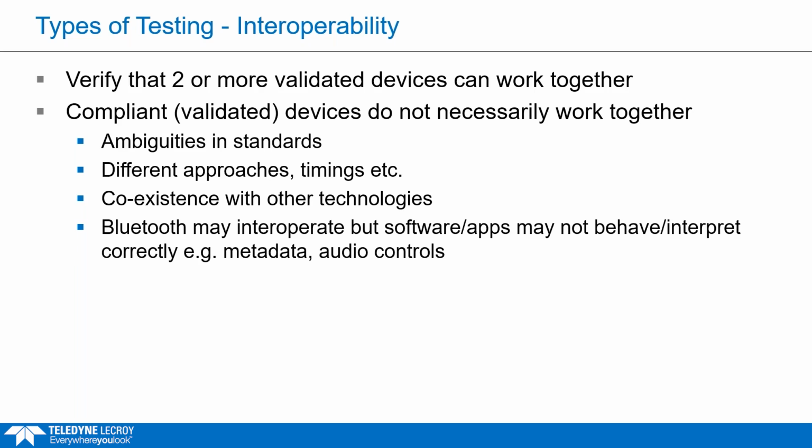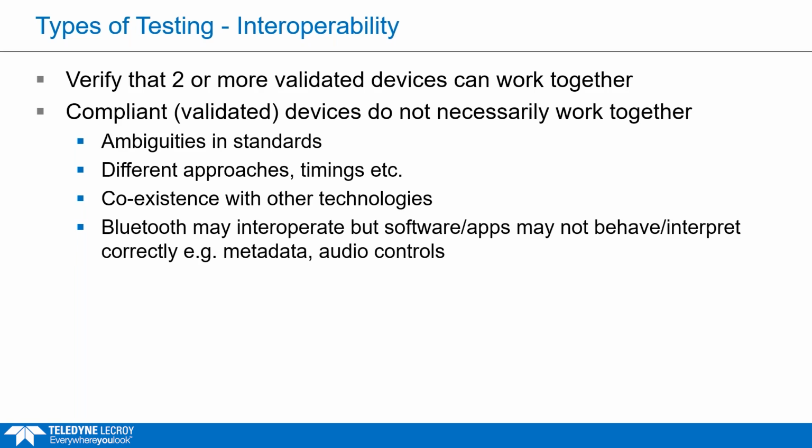That's verification that two devices work together as intended. Just because two devices are validated or compliant, if you like, that doesn't mean that they'll actually work together. This could be because, for example, the standards have ambiguities in them, so people are interpreting requirements in slightly different ways. People have different design approaches, timings between messages are different, and then you have coexistence when technologies such as Bluetooth and Wi-Fi are combined.